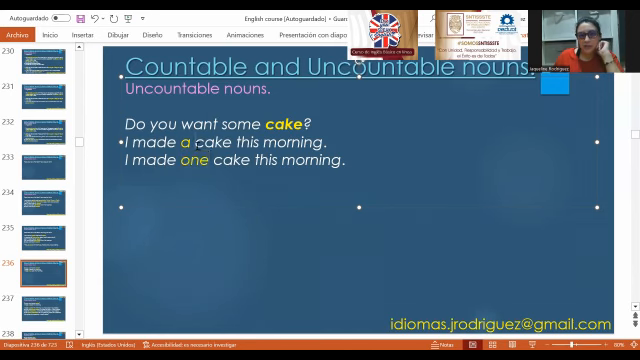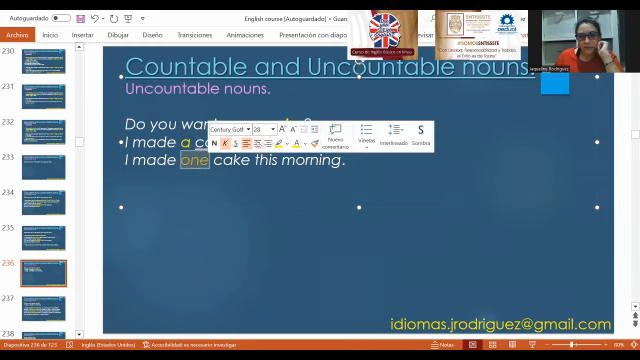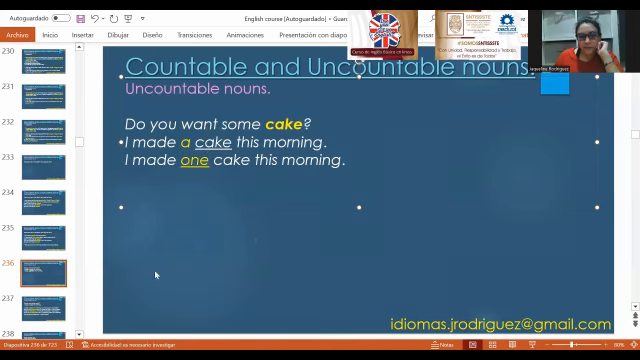¿Ok? Entonces, vamos a decir aquí, vamos a subrayar. ¿Va? Así. I made a cake this morning. The important thing in my sentence is the cake. I made one cake this morning. The important thing in my sentence is the quantity of cake. Okay?